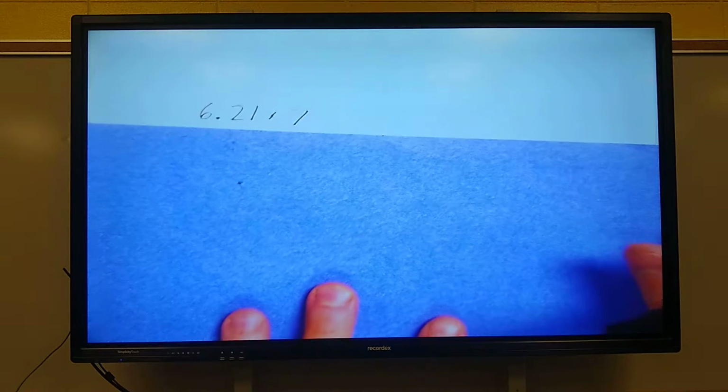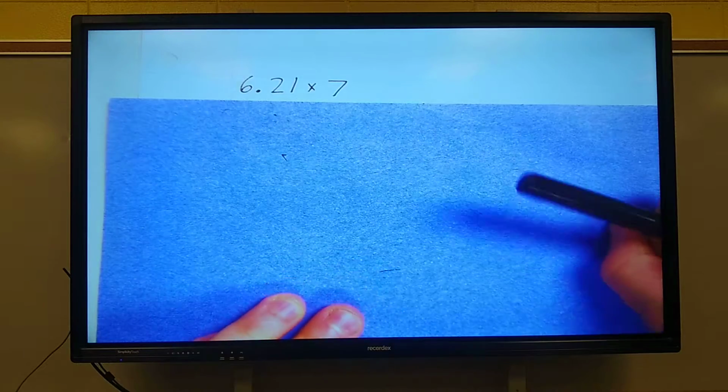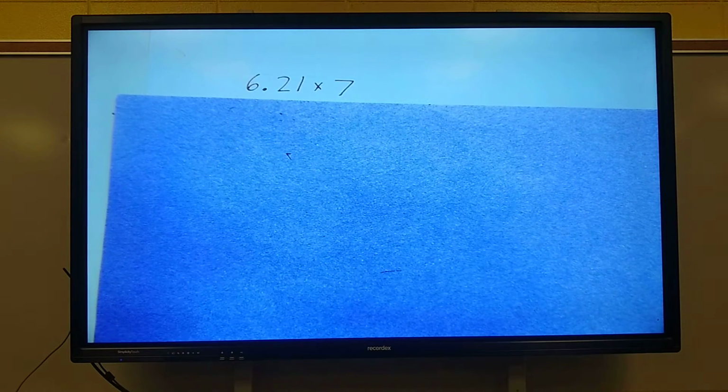Little fifth graders, it's time to multiply some decimals. Make sure you have a sheet of paper out. This first one I'm going to do for you, and then you're going to do the next one. So pay attention.